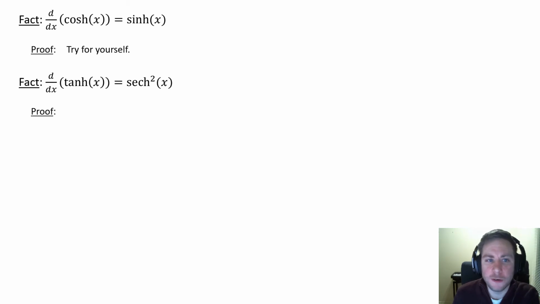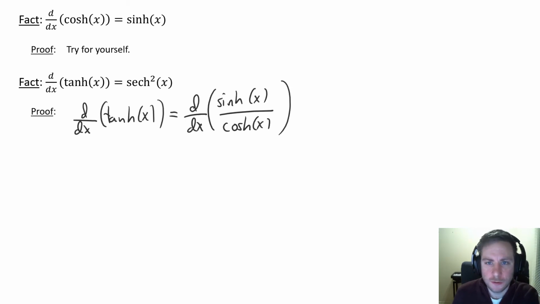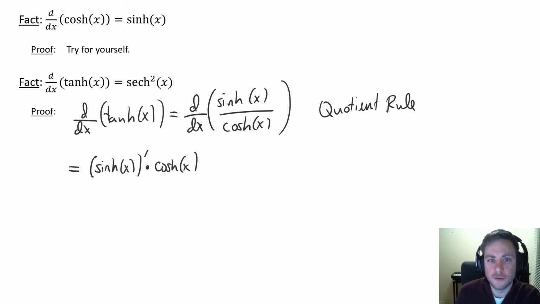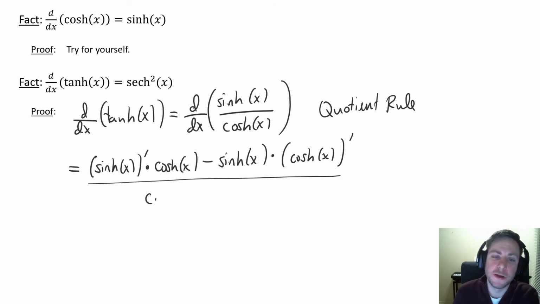To prove this one, we can represent tanh as sinh over cosh. Notice at this stage we've already proven the derivatives of sinh and cosh, so all we need to do now is use the quotient rule. And the quotient rule says to take the derivative of the numerator and multiply it by the denominator, then subtract the numerator times the derivative of the denominator, and divide all of this by the denominator squared.